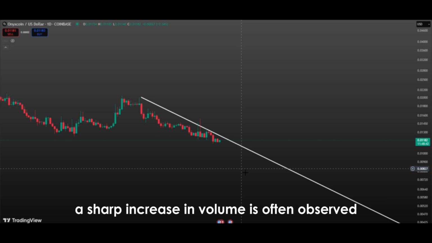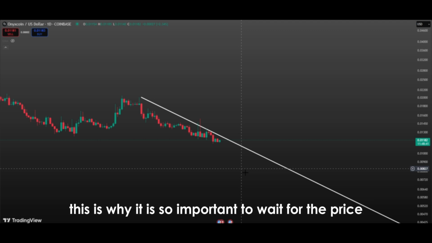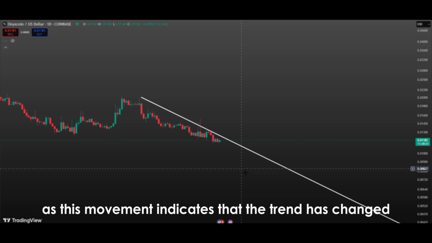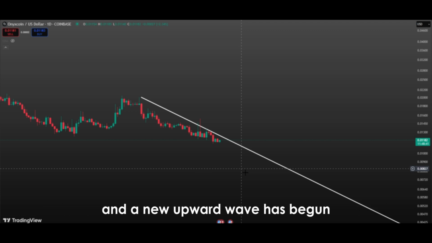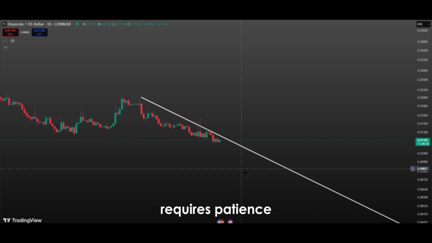Following this breakout, a sharp increase in volume is often observed. A breakout supported by volume is much stronger and more sustainable. This is why it is so important to wait for the price to move above the upper line, as this movement indicates that the trend has changed and a new upward wave has begun. Waiting for the breakout of the falling wedge requires patience.